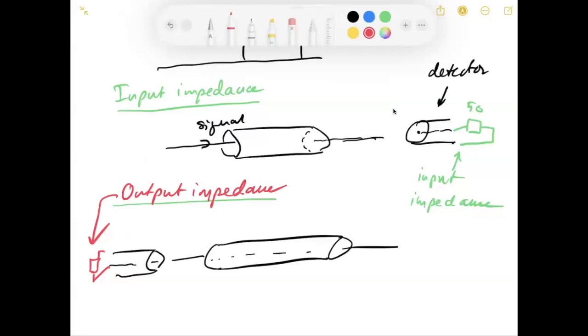So really, you can consider it input impedance, output impedance, just an impedance that shows up between the two connections that are on that connector that you plug into your instrument.